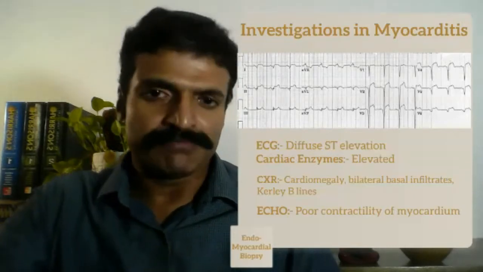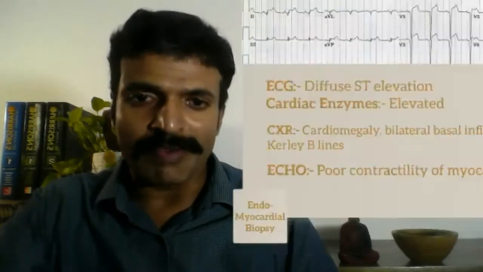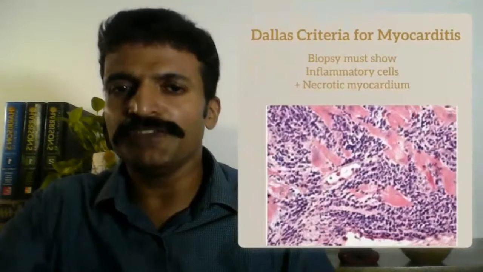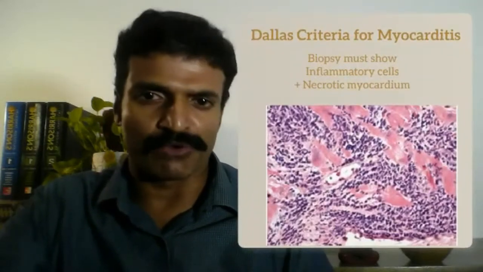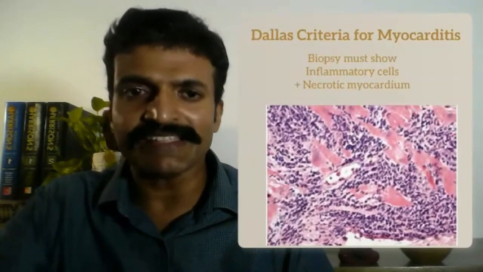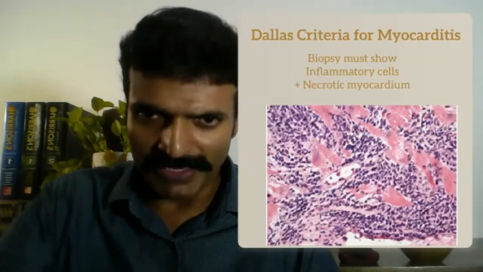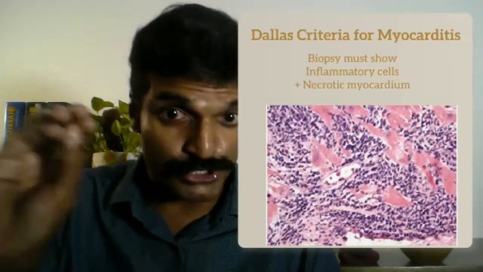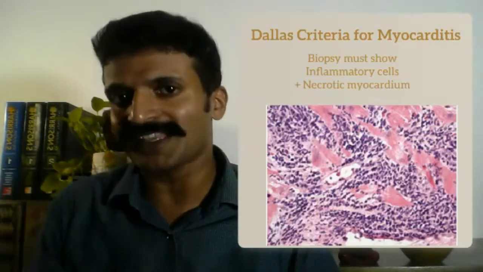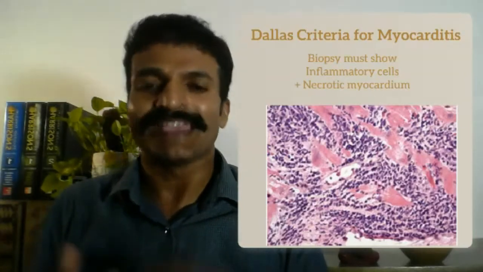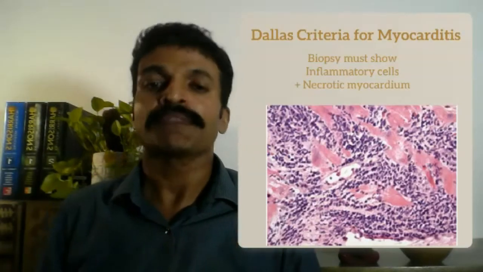At one point of time, the definitive diagnosis of myocarditis used to be achieved by biopsy of the myocardium. We used what is called the Dallas criteria for myocarditis to diagnose myocarditis, where a biopsy shows both inflammatory cells and necrotic cells in the myocardial tissue.